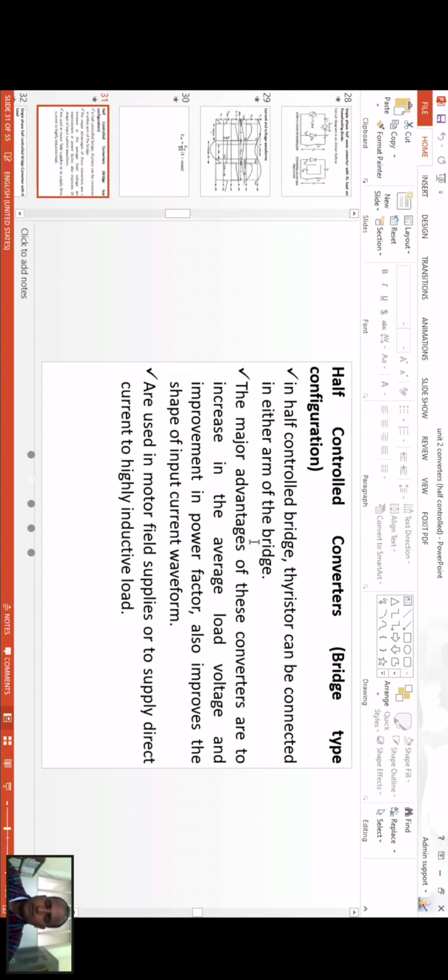If you want at least around 0.8 to 0.9 power factor, this will really improve the power factor and also improve the shape of the input current waveform. So these are some of the advantages of using the bridge type configuration, the half control converter. As for application, it is used in motor field supplies or to supply direct current to highly inductive loads. So in this case, we can use the bridge type configuration of half control converter.